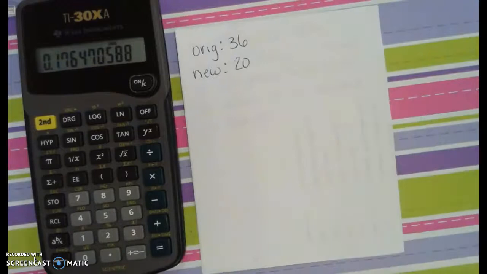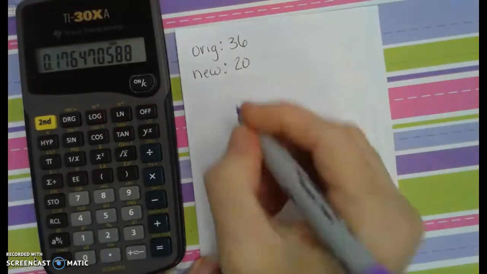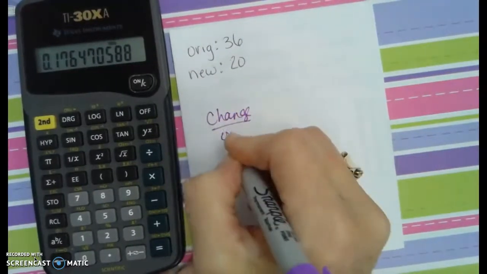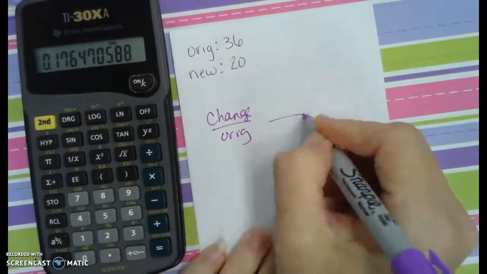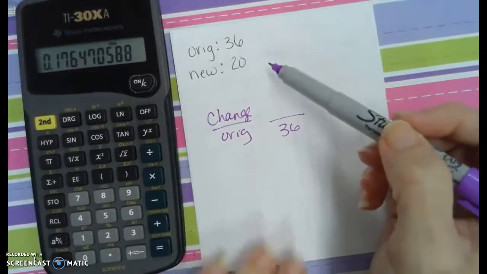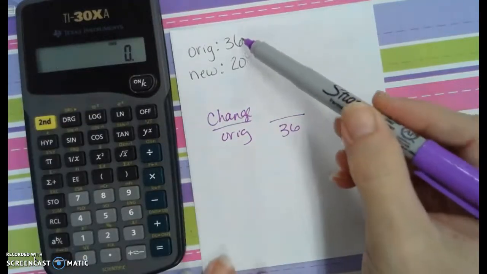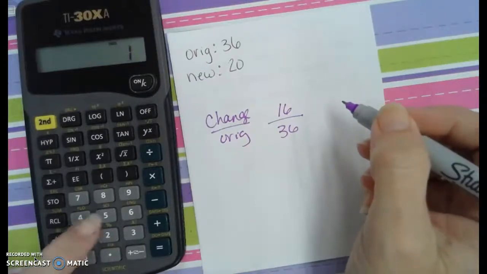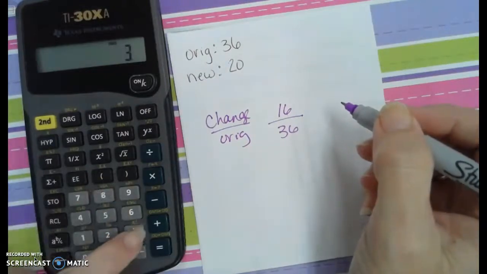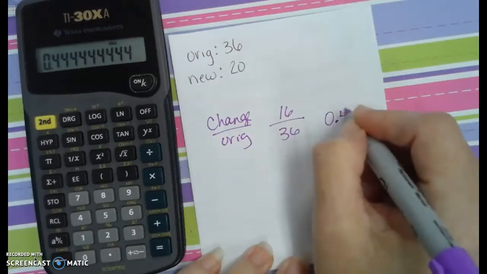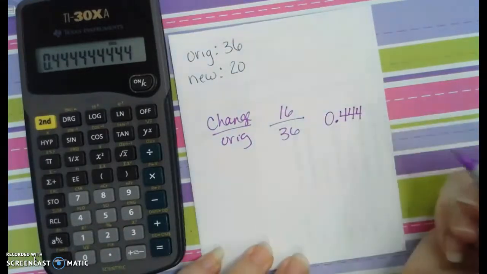Now here we go from 36 to 20, so this time it's a decrease, but we still solve it the same way. If we look at change over original, my original of 36 goes on the bottom. How much does it change? If we subtract these two numbers, we get 16. So we're going to punch in 16 divided by 36. And I get a whole bunch of 4s. I just write down the first 3 numbers just because I'm rounding to the nearest whole number.